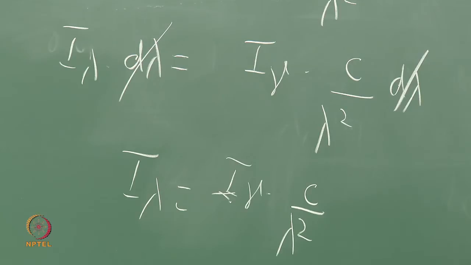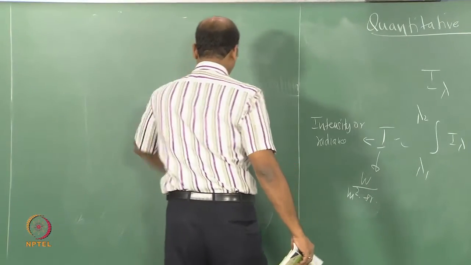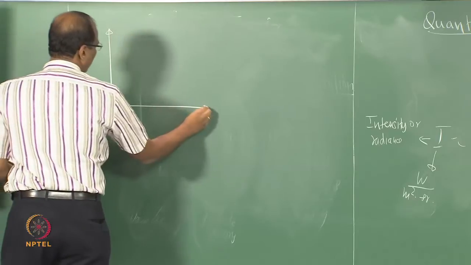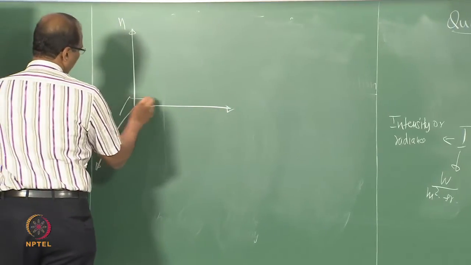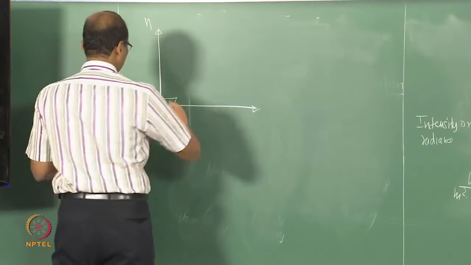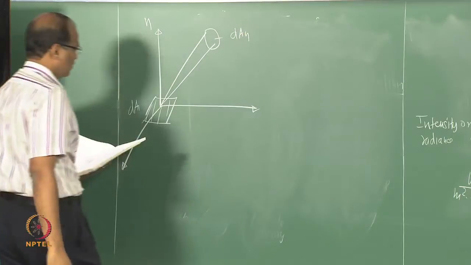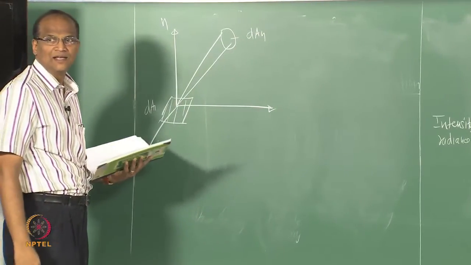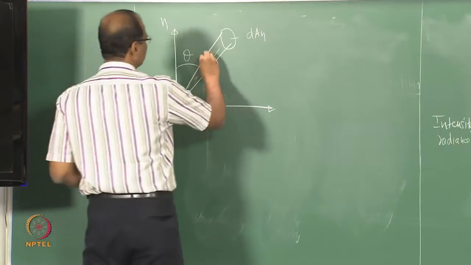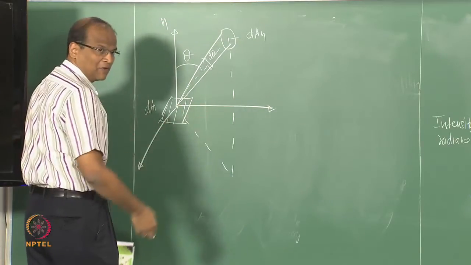Now, I have to tell you what this solid angle is. Suppose this is a unit vector. There is an elemental area dA1, okay. dA1 is the emitting surface and dAn is the receiving surface. There is an angle with respect to the vertical which is called theta. This is d theta. If you take a projection of this, if it is falling on the xy plane or whatever, this angle is called phi.